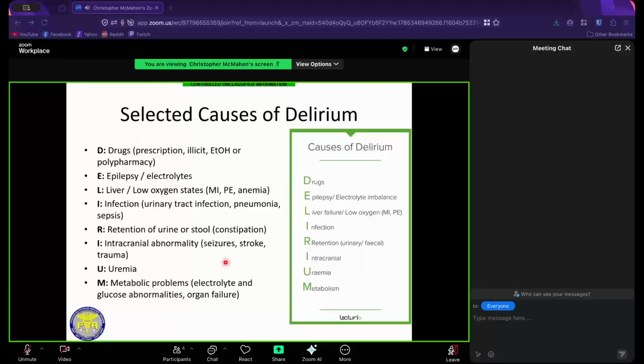I think for the sake of clinical practice, memorize that I need to look up the acronym. I can Google search it later. I'm not going to ask you what's the R of delirium on a test question.